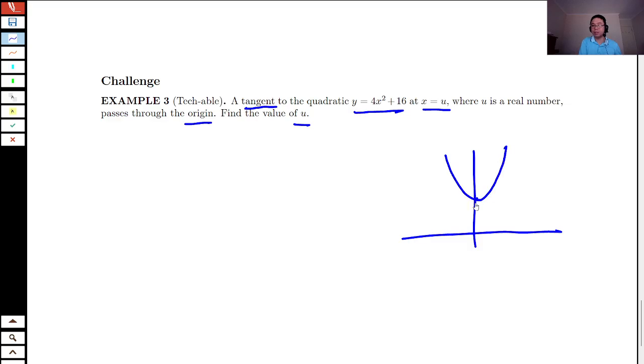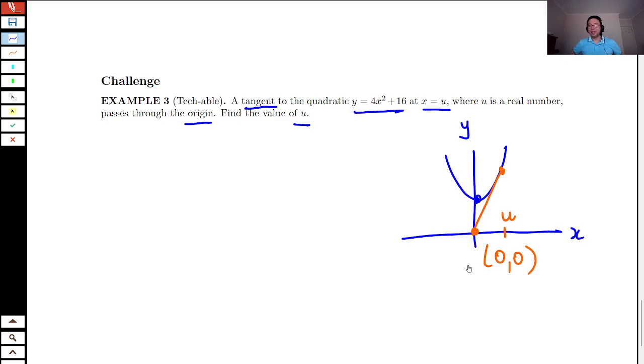So I've got a quadratic. It's not to scale. I draw a tangent, and this time, what I want to happen is that the tangent goes through the origin. And at some x value u, the tangent is specially set up so that it's through the origin. Goal: find u. Looks pretty difficult, doesn't it, right?